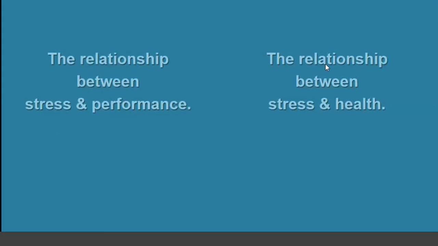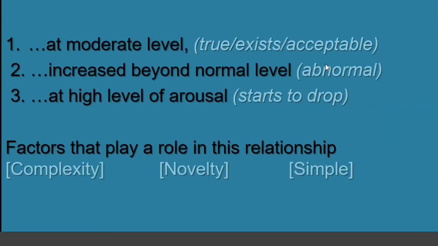The relationship between stress and performance, be mindful of these theories. Jenkins and Johnson is the theory that determines what? Stress and performance. They say at moderate level, which is a normal stress, increase beyond normal level, which is abnormal stress. Then at high level of arousal, your coping mechanisms start to drop. Then they say to you, what factors influence this relationship? What factors? Complexity, novelty, and simple. Simple we said, when you do one thing over and over again, it gets boring.